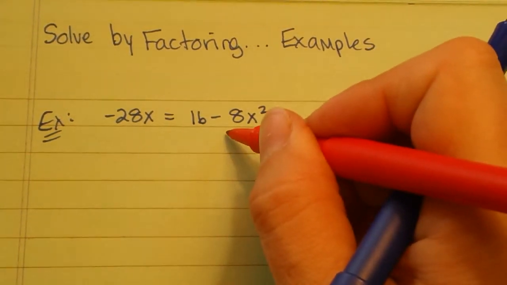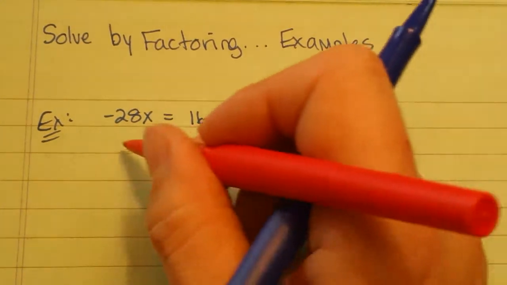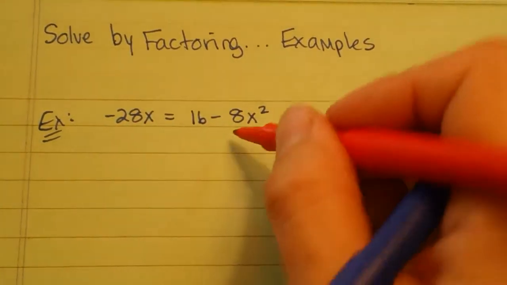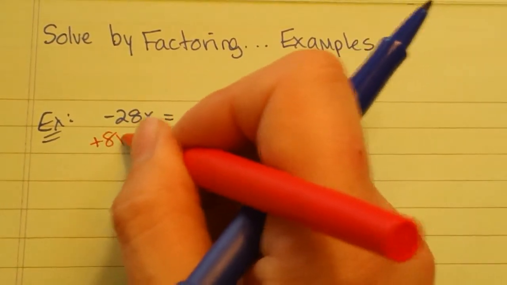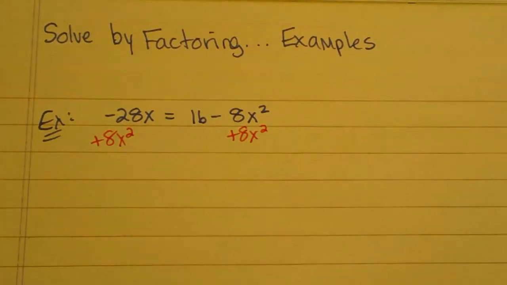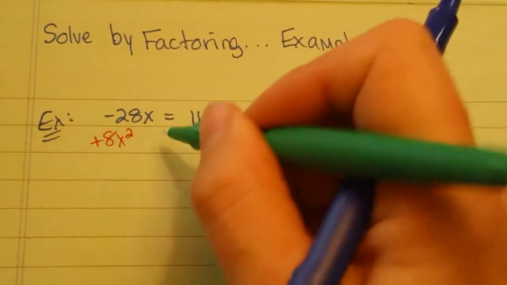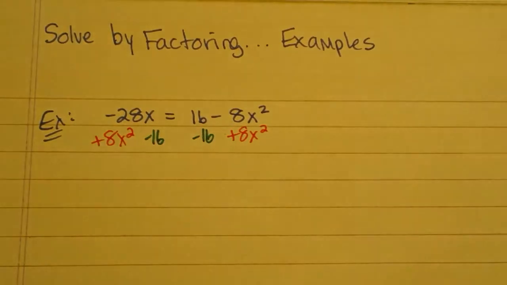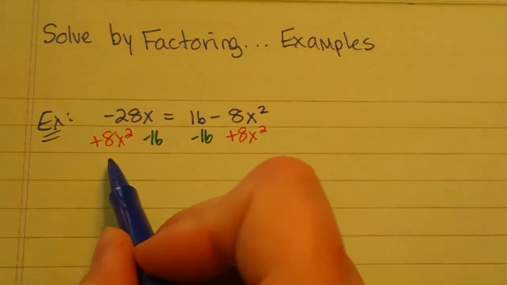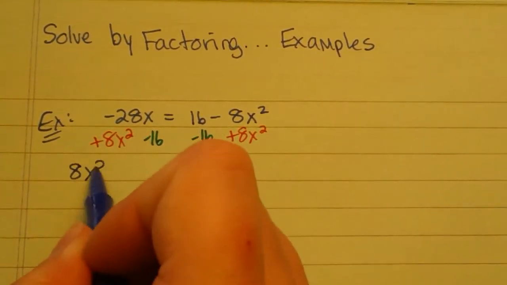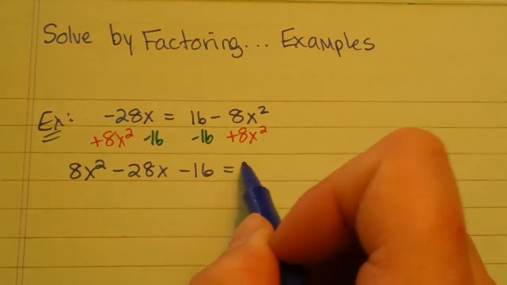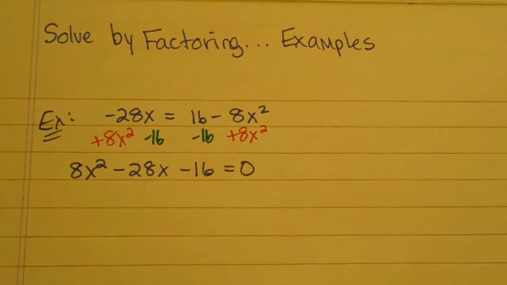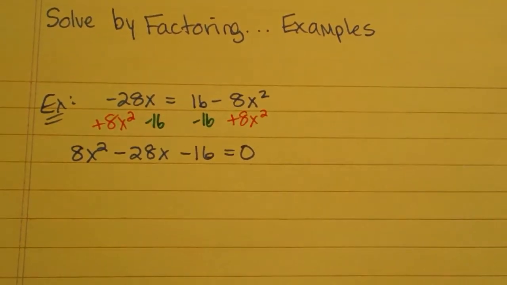So I'm going to go ahead and move my negative 8x squared to the other side of the equation, because when I'm factoring, I always like to start out with a positive leading coefficient. I'm also going to subtract that 16 from both sides to move that term to the left side of the equation as well. So I'm going to start out with 8x squared minus 28x minus 16 equals 0. So I have it equal to 0 and in standard form.